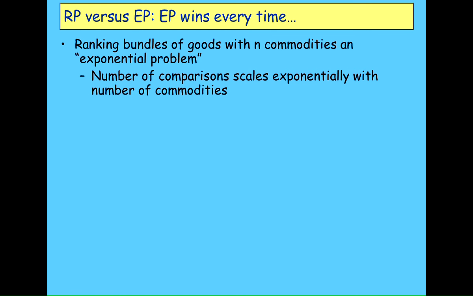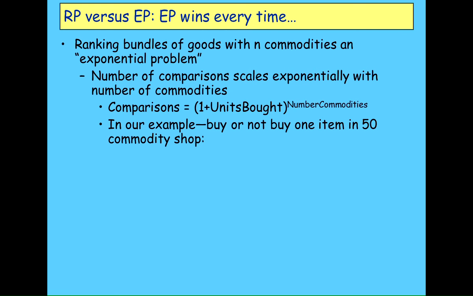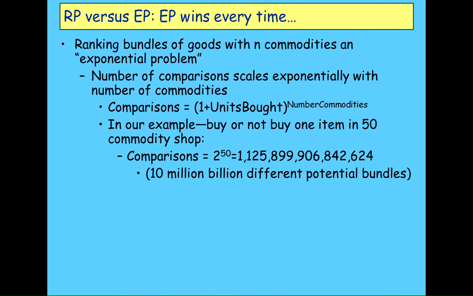So any problem like this can't be solved by computing power. It scales, in this case, as 1 plus the number of units bought, raised to the power of the number of commodities. 2 to the 50 is 10 million billion combinations. 2 to the 100 is just even beyond that, unbelievably so. They're inherently non-computable.